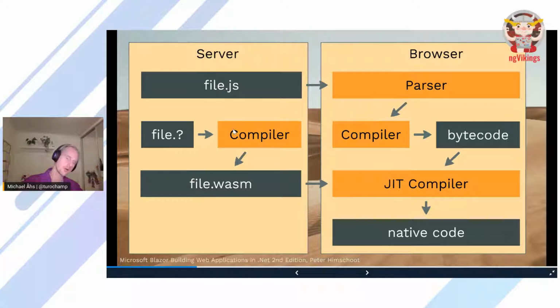That could be on the server, or it could be on your developer machine. And we get a WASM file, which is a binary format, pretty much bytecode. That is sent across the pipe and directly into the just-in-time compiler, and then it becomes native code and an experience for the user. So that's a little bit of the differences between the two.